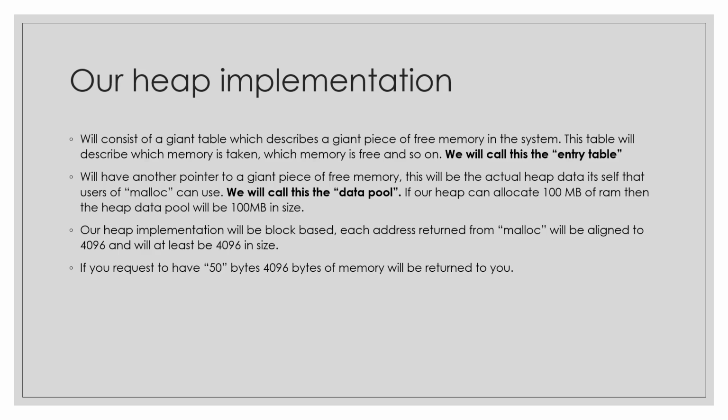Our heap implementation will be block based, so each address returned from malloc will be aligned to 4096 bytes and will at least be 4096 bytes in size. So for example, if you call malloc and request 50 bytes, it will give you 4096 bytes because that is the lowest block size we can give you for the memory you're asking for.